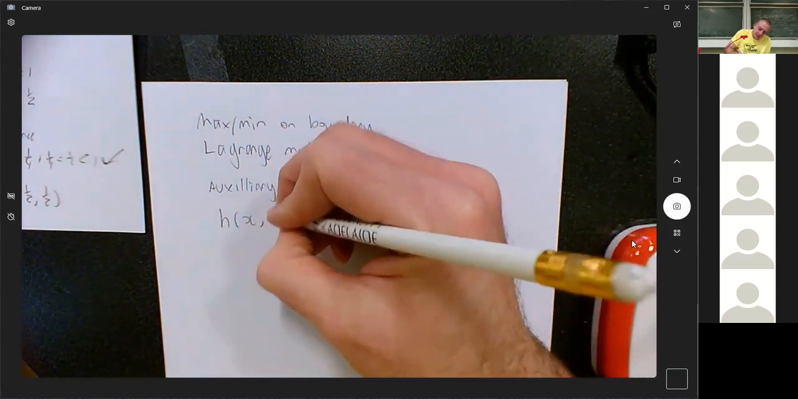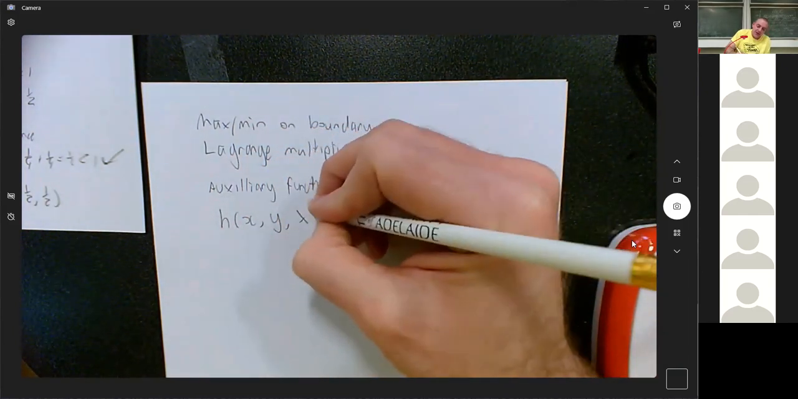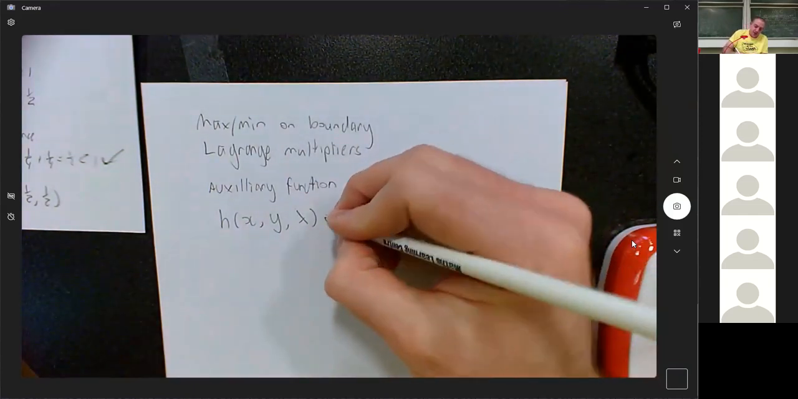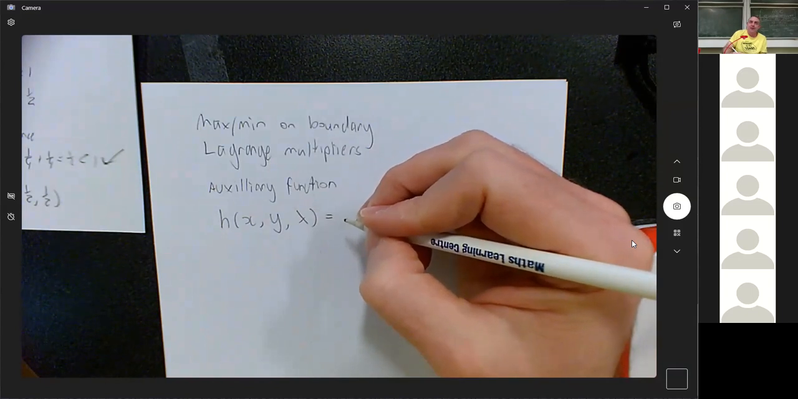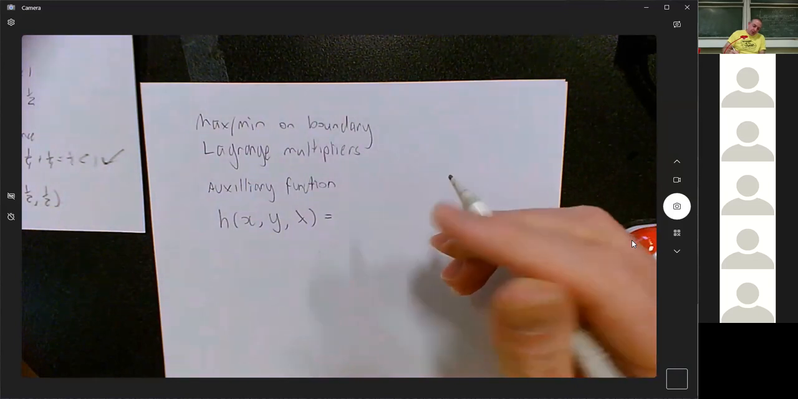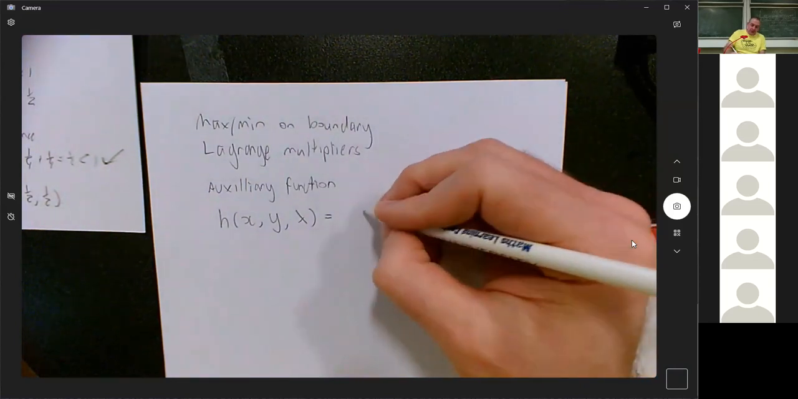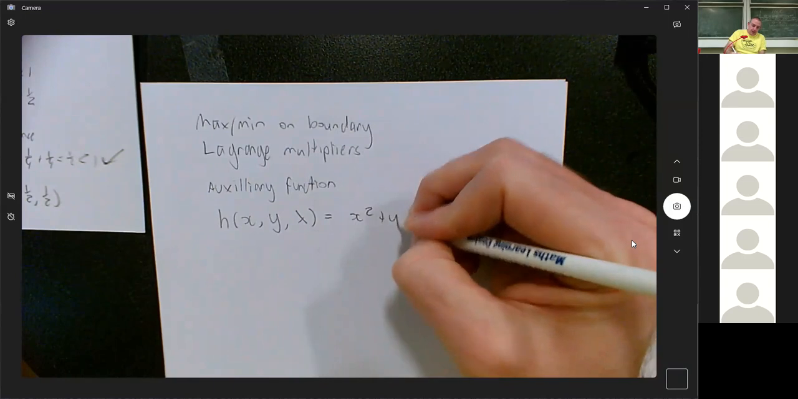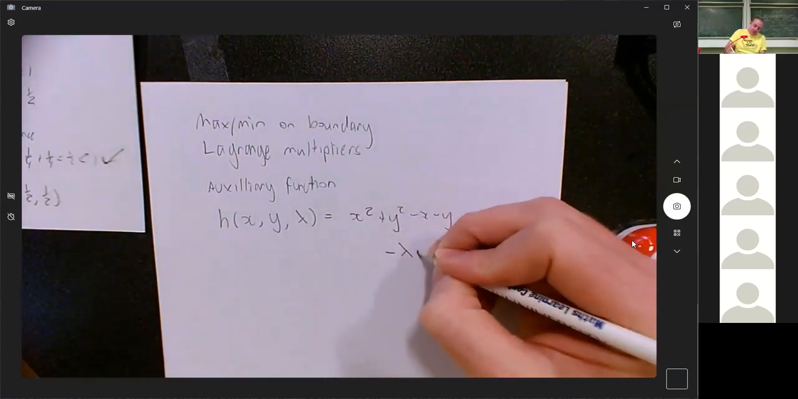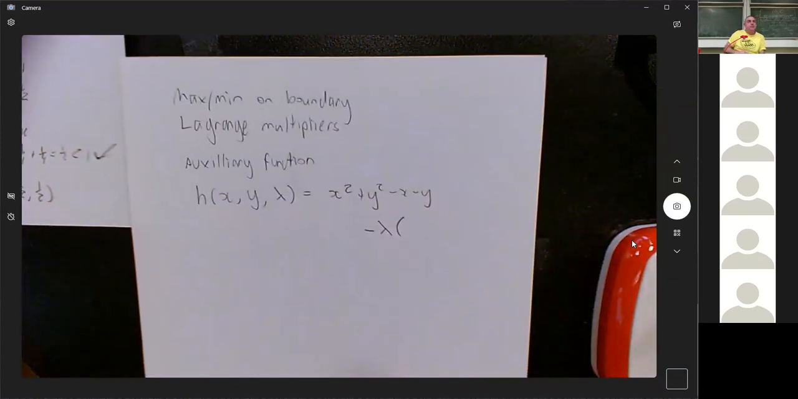So I'm going to make a function of x and y and another variable, which is traditionally called lambda, which is Greek for L, hence Lagrange, right? And so, well, L is English for lambda, I guess, since the lambda was invented first. So you have your original function that you were trying to maximize, and you take off a multiple of the constraint that tells you that you're on the edge.